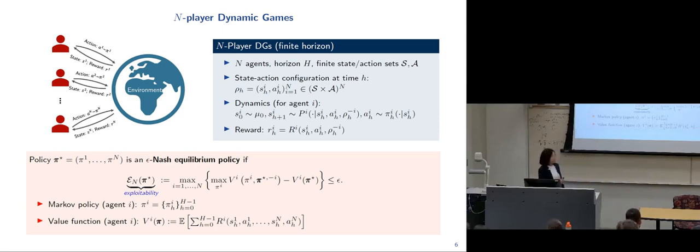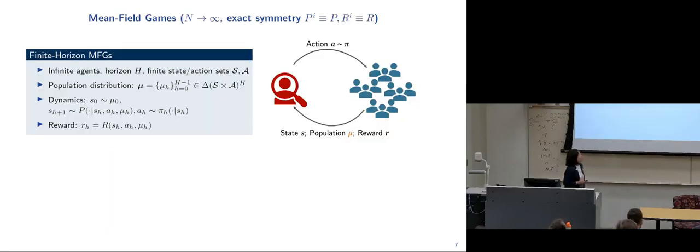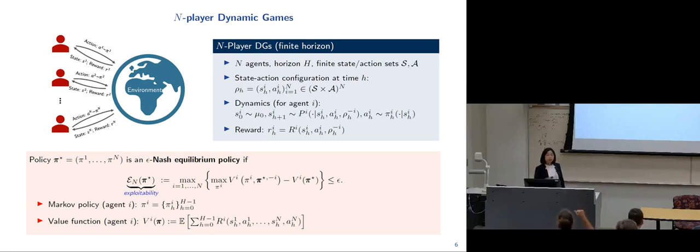I just want to point out here that these value functions for the finite horizon setting are defined by the aggregated rewards over the finite horizon of length H. And in the infinite horizon case, we'll consider some discount factor there. So this is the standard n-player dynamic game. So, as I said, yes?